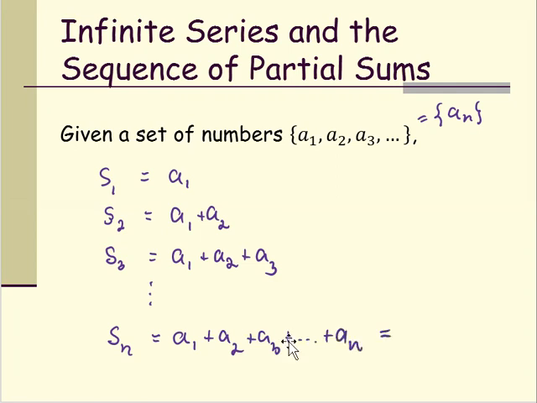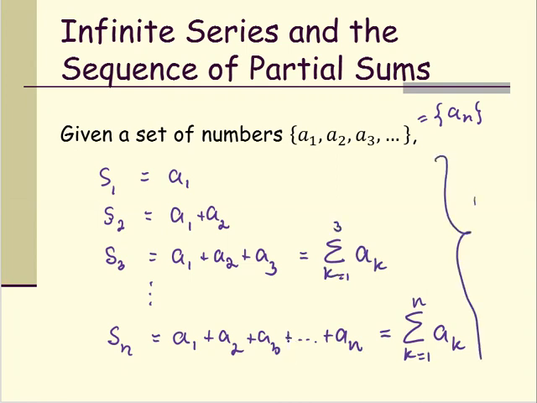We can rewrite this as the summation of Ak, k from 1 to n. The same way, S3 is in the form of the sigma notation, the summation of Ak, k from 1 to 3. And all of these are called finite sums because they are the sum of the finite terms of the Ak.